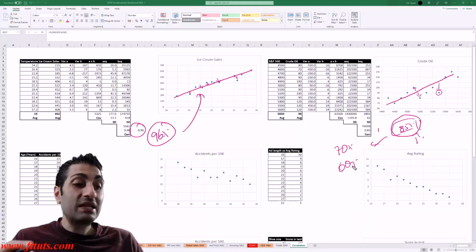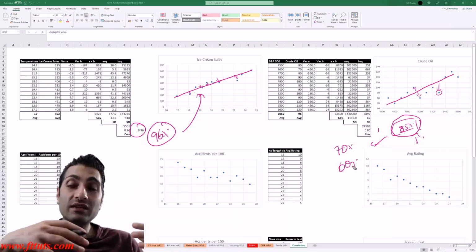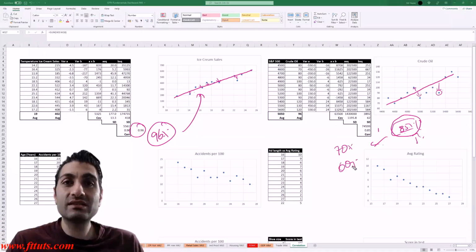A lot of this might have been a little bit overwhelming. I just want you to go back and you will get it. The point is this, and I'm going to keep repeating it.